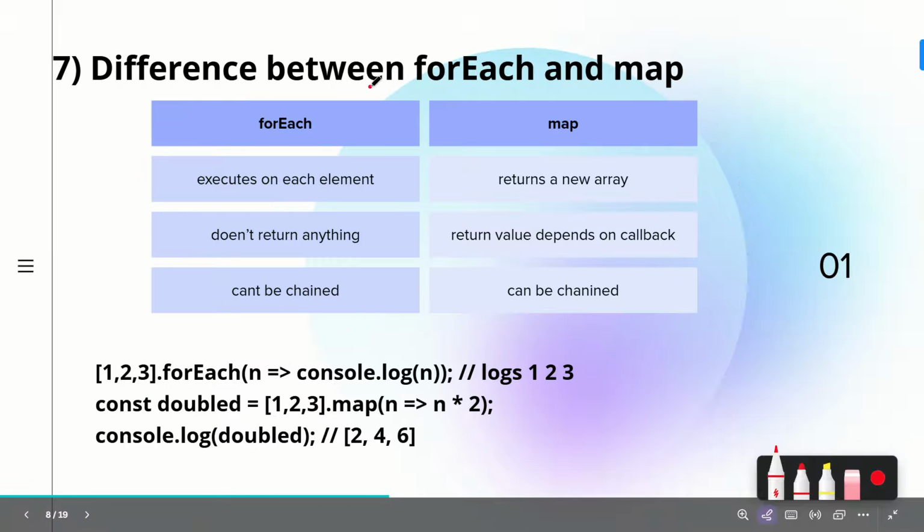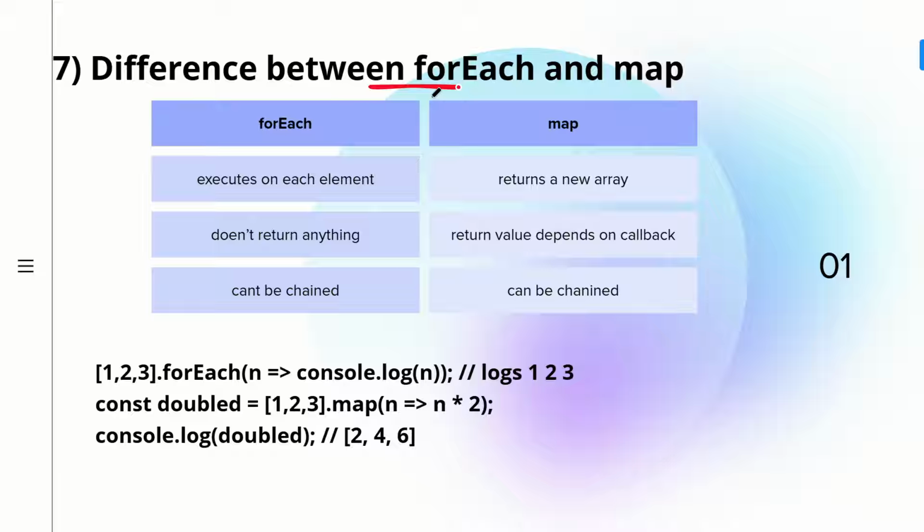Let's see the seventh question. The seventh question is, what is the difference between forEach and map? So let's see the difference. forEach executes on each element, so it is helpful for iterating over each element, whereas map returns a new array and it is helpful for transforming the elements of the array.